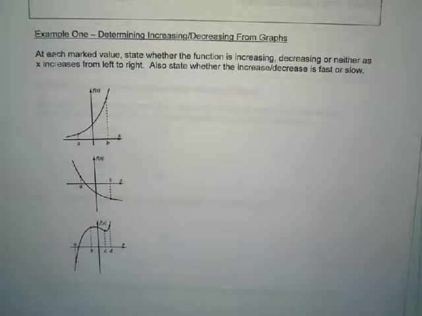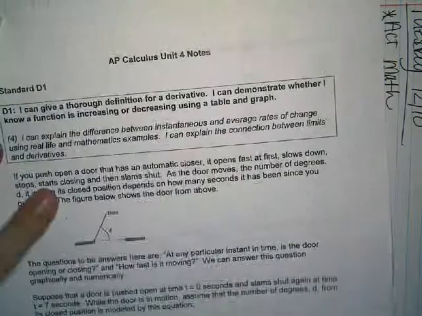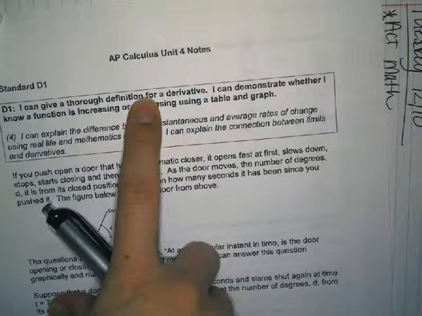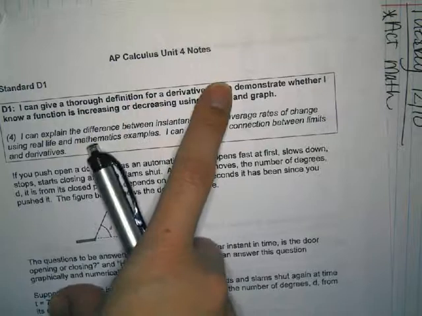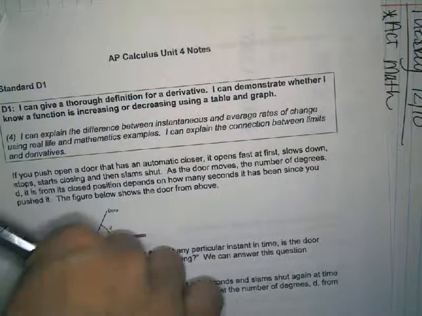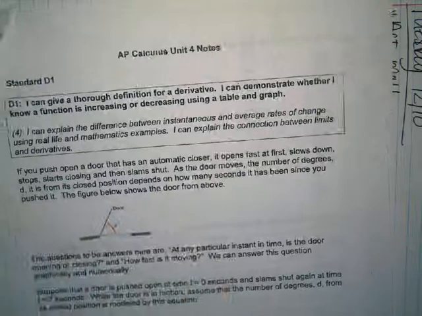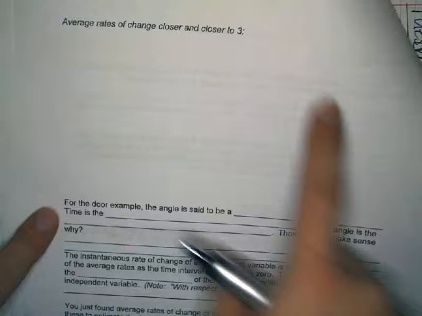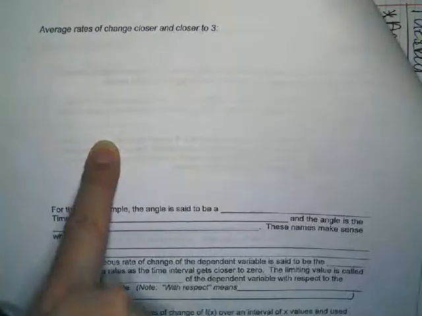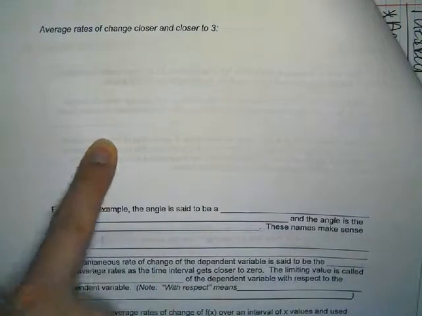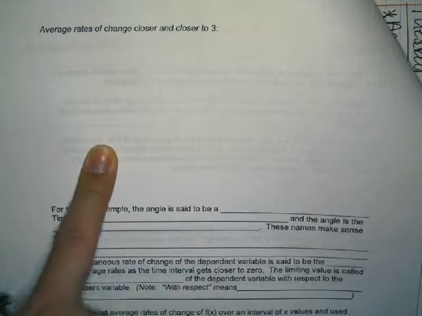Right, so for example 1, we have 3 different graphs, and part of D1 is that you're able to, if we go back to our standard here at the beginning, give a thorough definition for a derivative, and demonstrate whether a function is increasing or decreasing using a table and a graph. The one I did here was the door closing around time equals 3. That was using a table to see if it's increasing or decreasing.